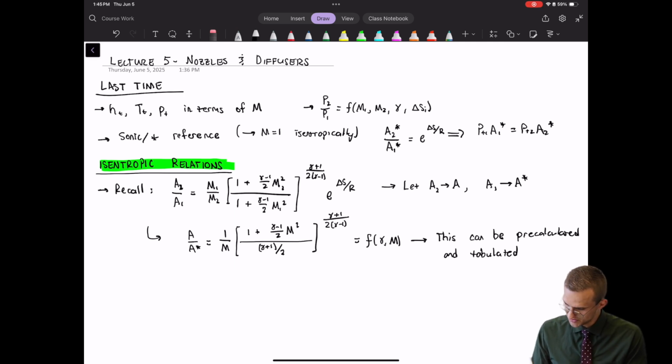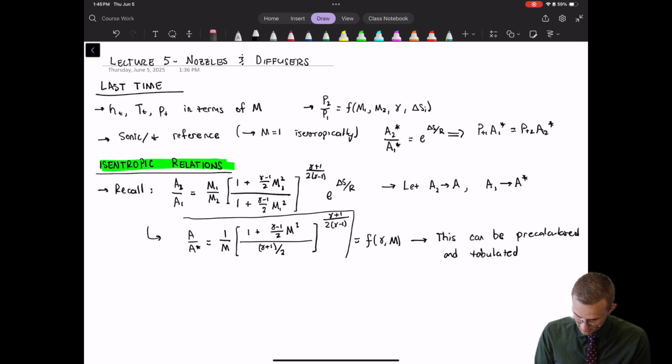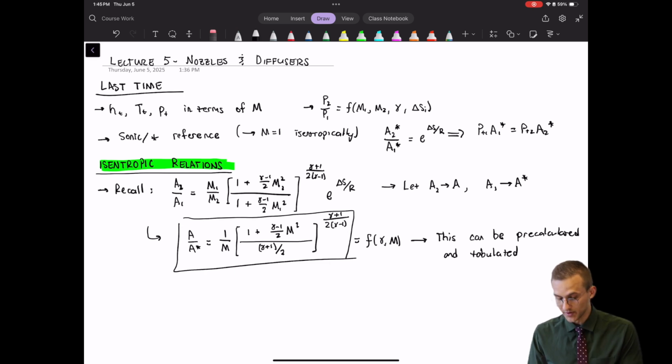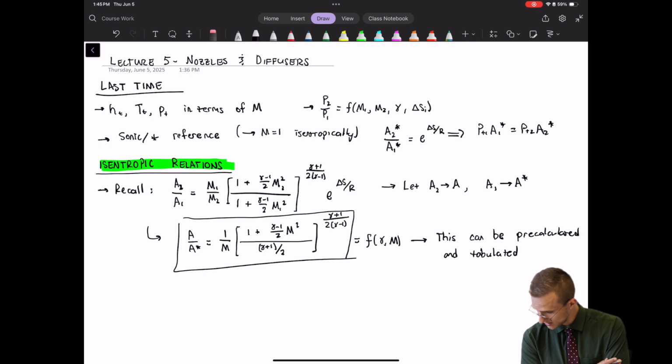But you'll see that this relationship here that I'm drawing a box around will become quite important, especially in the analysis of propulsion systems. I mean, this is looking kind of 7 or 8 weeks, or maybe 6 weeks in the future in this class, but that area-Mach relation will become very important when we're equating mass flow rates across different points in the propulsion system.